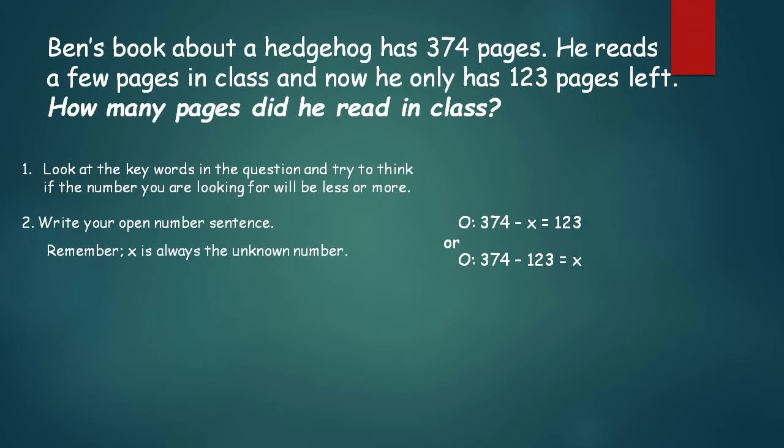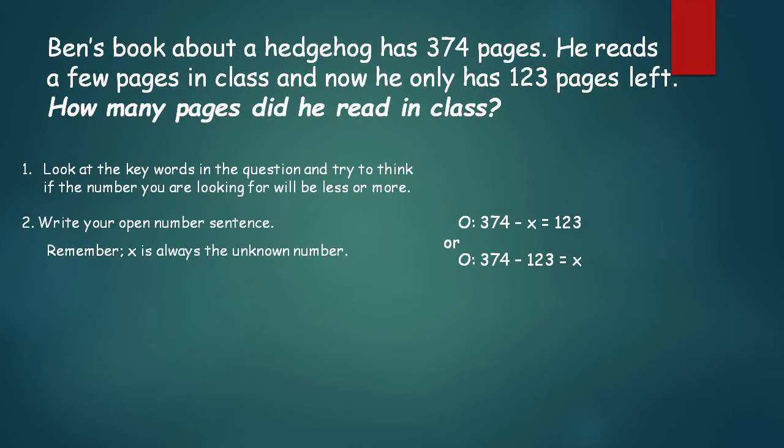So you could have said 374 minus X equals 123, because he had 374 pages minus what he read, something, we don't know how much, that's why we put an X, and it gives us a total of 123 pages that are left over. In other words, what is still there that needs to be read.